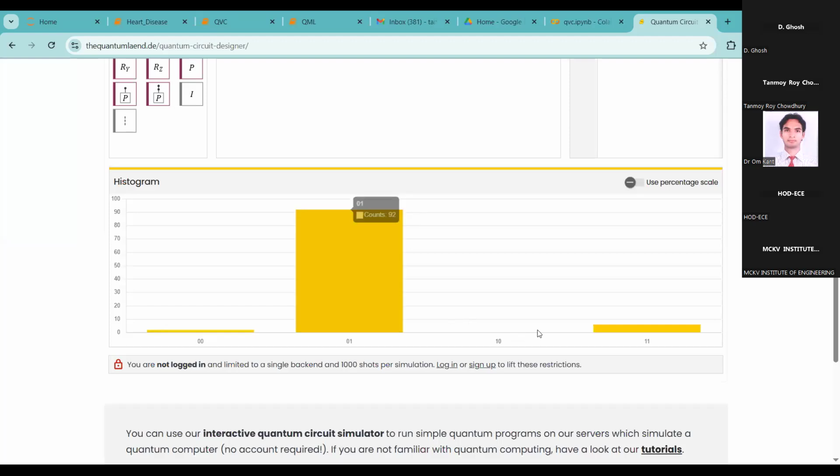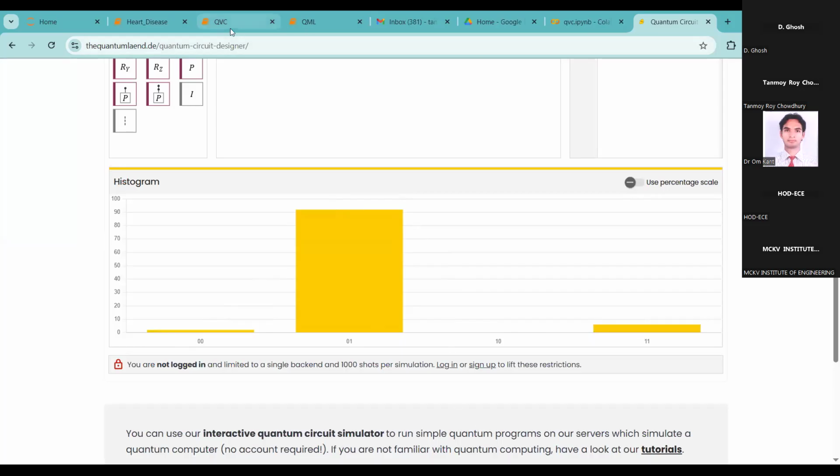The probability distribution. This is the state vector. Look at this state vector. 0, 1 is around 90% probability. So now if you measure the state, you have prepared your circuit, more than 90% of the time, you will get the state of the 2 qubits in 0, 1. 0, 0 is very small. You can see 1, 0 is again negligible, almost 0.